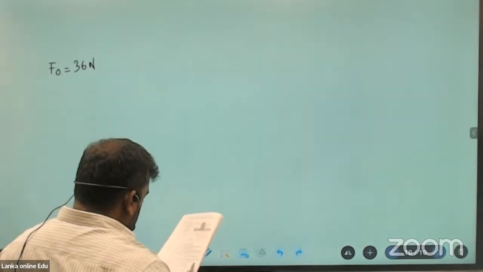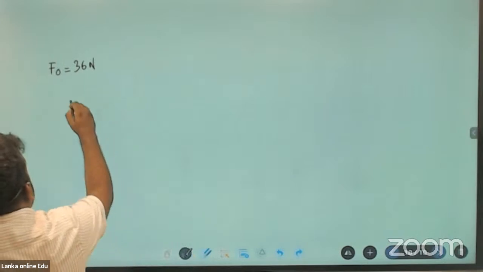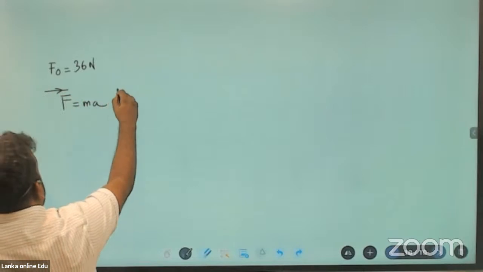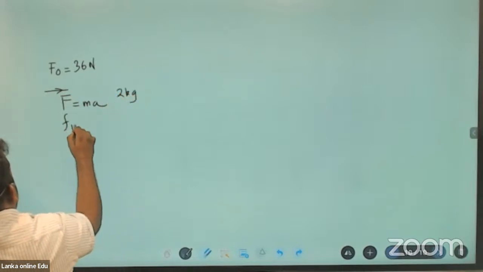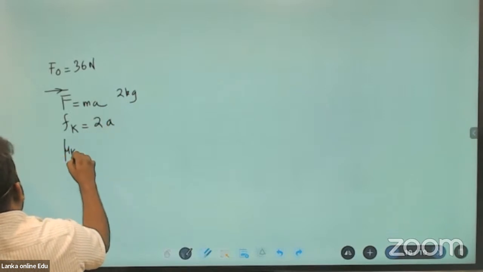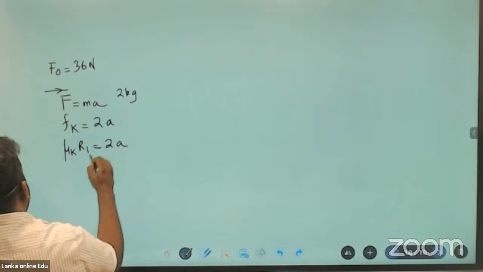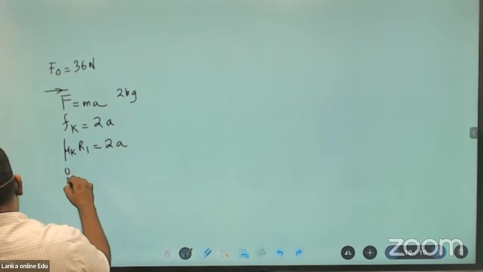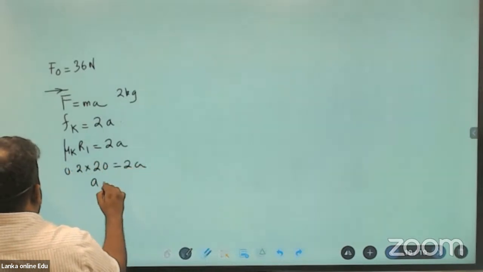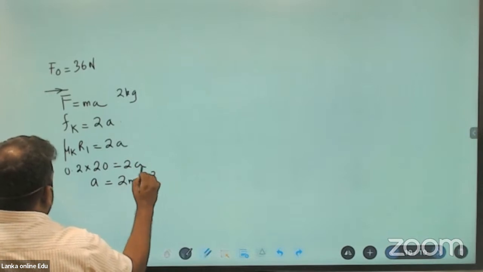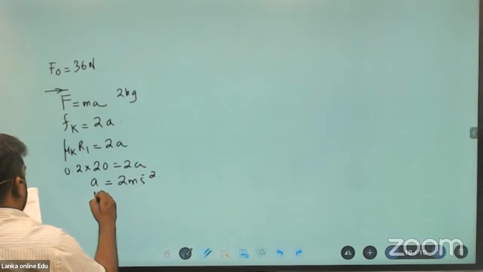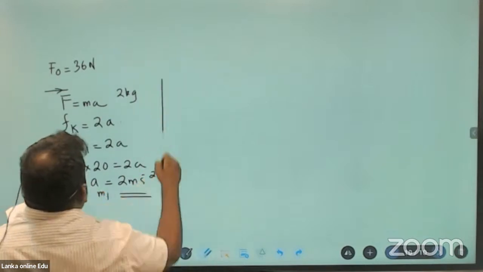Okay. So they're asking to apply separately. F equal ma, anyway, I will apply on the 2 kg. Dynamic friction is mass into acceleration. Mass is 2 kilogram, acceleration A. Mu k times normal reaction equals mass into acceleration. Mu k is equal to 0.2, normal reaction 20, times A. Acceleration equals 2 m/s². So the acceleration of the 2 kilogram object, that is M1, is 2 m/s².